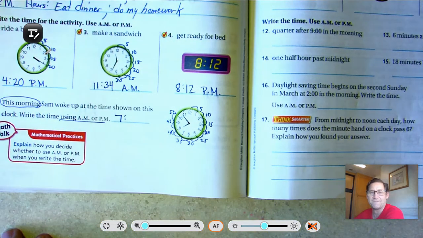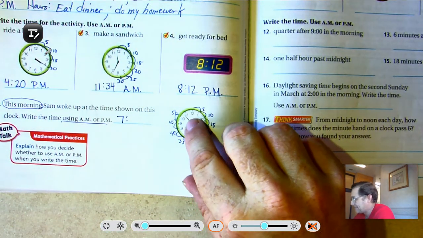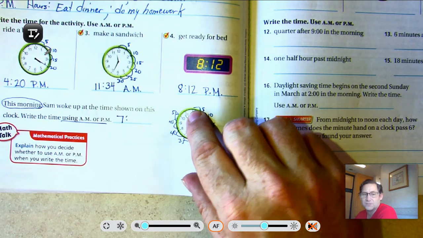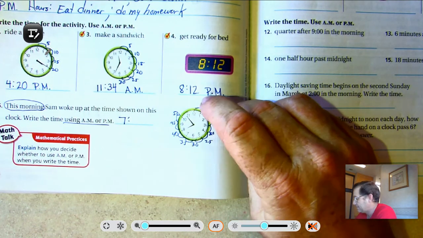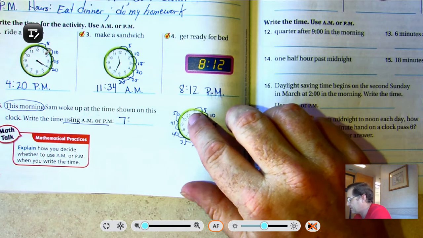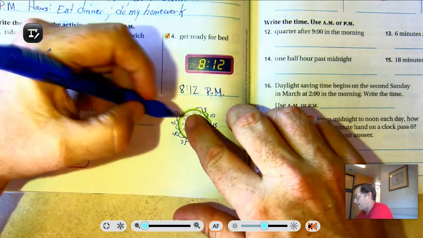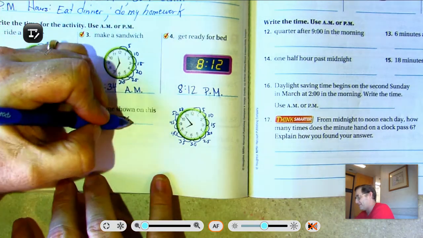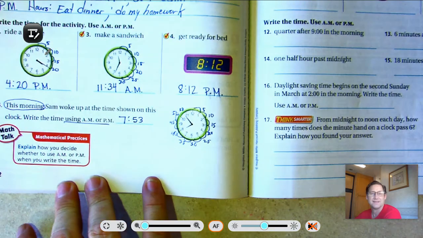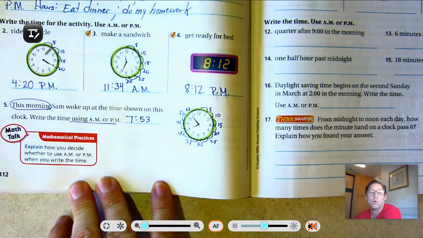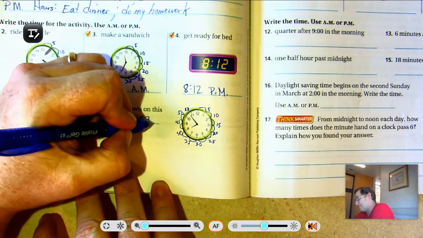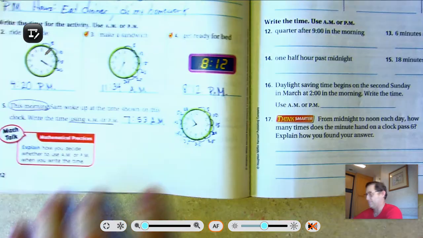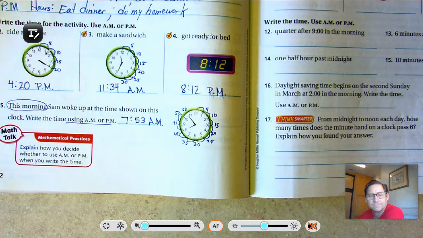All right, so we know it's at 50, but the minute hand is past the 10 and before the 11. So it's not to 55 yet. It's 2 marks before it, or 3 minutes after the 50. So it's 7:53. And it says, this morning Sam woke up. So he woke up at 7:53 a.m. Must be a Saturday. He's going to be late to school if he doesn't get up earlier than 7:53.